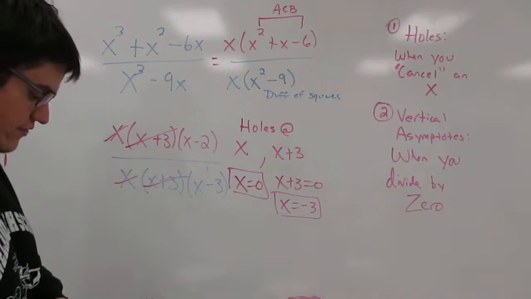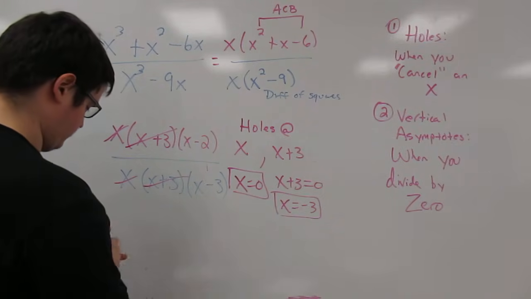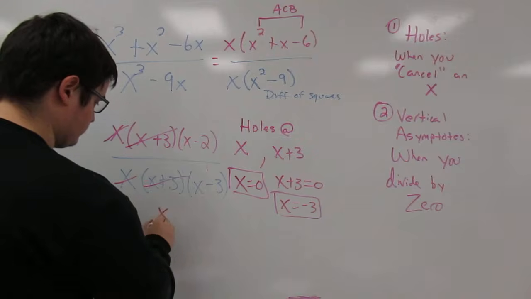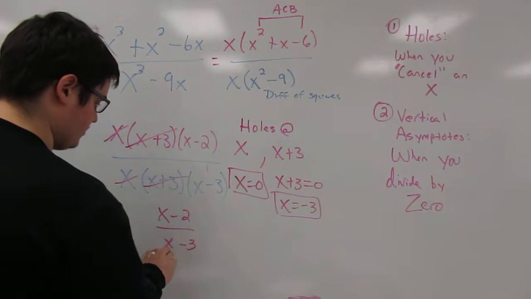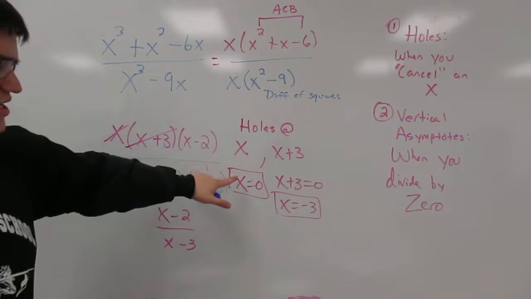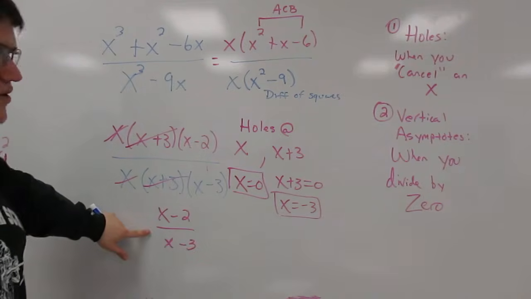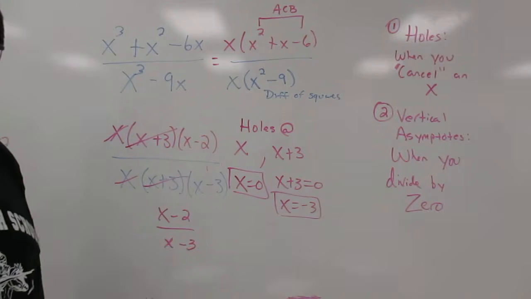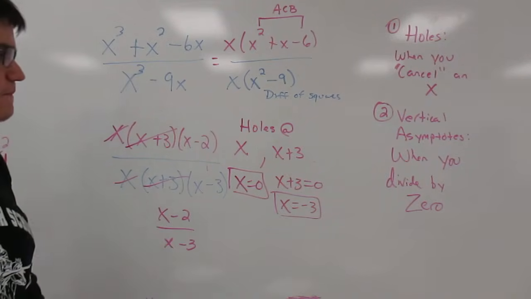But here, after I make this look a little bit nicer, we have x minus 2 over x minus 3. But here, after you simplify, you could plug in these two values and you're not going to be dividing by 0 anymore. Up here you would, down here you would not. That's why we call them a hole. So up here it's a violation, but here you're fine.